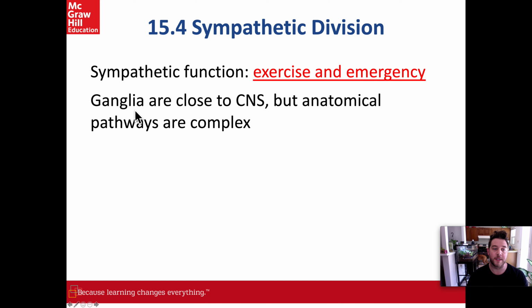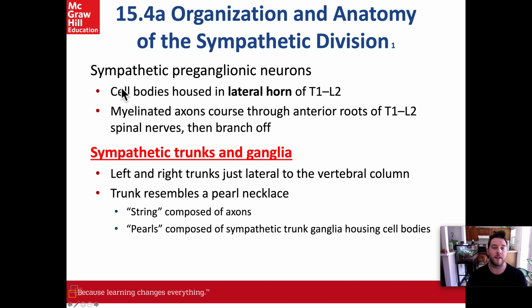The ganglia, the cell bodies, are close to the central nervous system, but anatomical pathways are complex, so getting to the effectors is more complex. You have sympathetic preganglionic neurons with their cell bodies in the lateral horns of those T1 to L2 segments. They have myelinated axons that course through the anterior roots of those spinal nerves and then branch off. Myelinated axons increase the speed. They go through the anterior roots rather than the posterior roots, because the anterior roots are carrying motor signals.